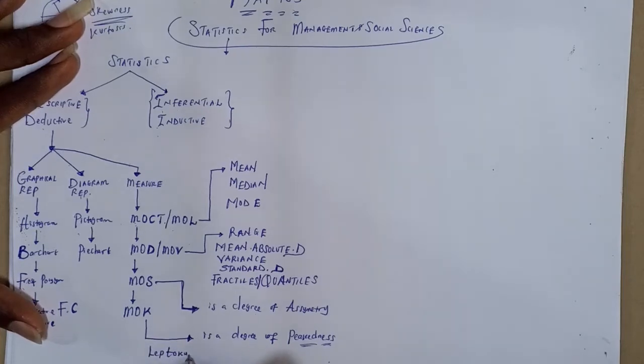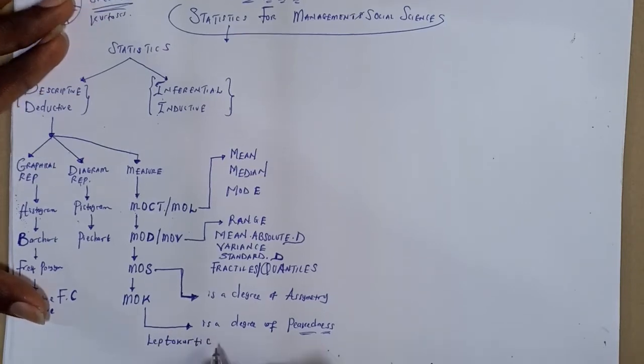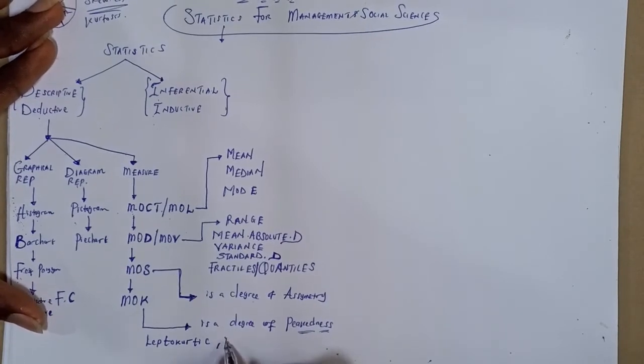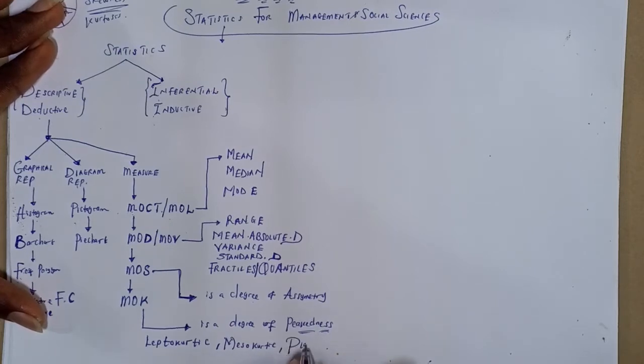The first one we have under measure of kurtosis is leptokurtic. Then we have the mesokurtic, in this order, and the last one is the platykurtic.